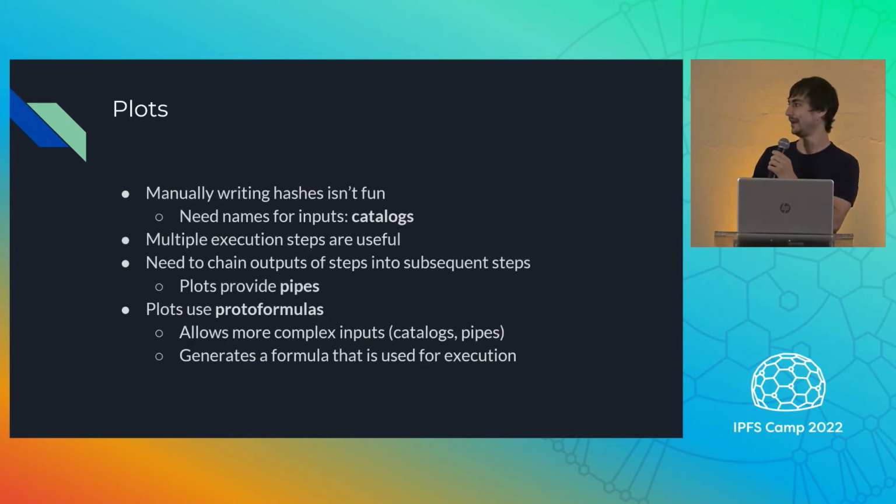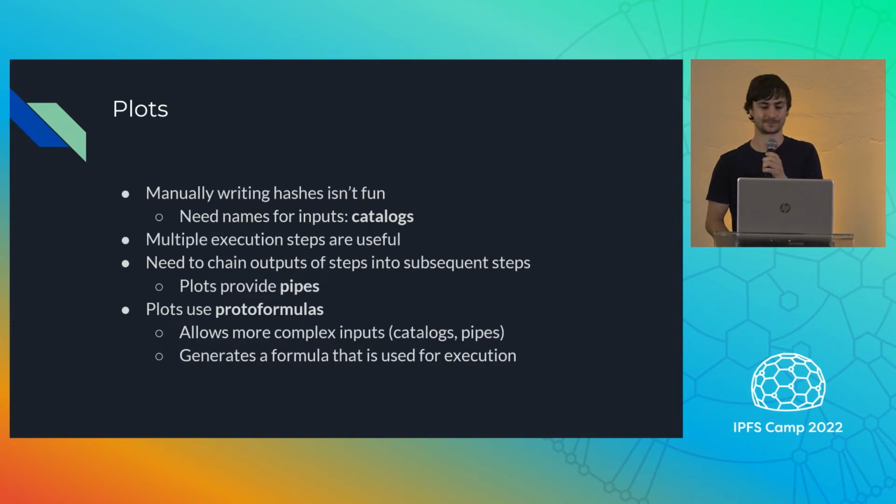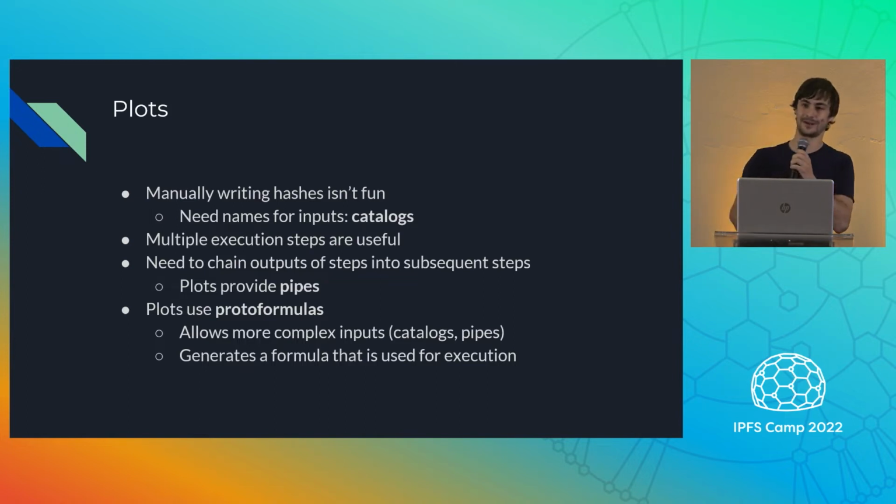So again, manually writing hashes is not fun, and this brings us to plots. So one thing we realized pretty quickly is we need a naming system for inputs and for outputs. And what that became was catalogs. There's a whole piece that other Eric will talk about on that. But being able to assign real names to things is quite helpful.